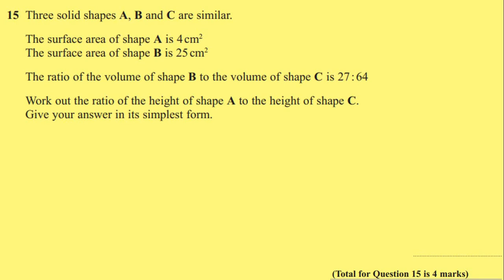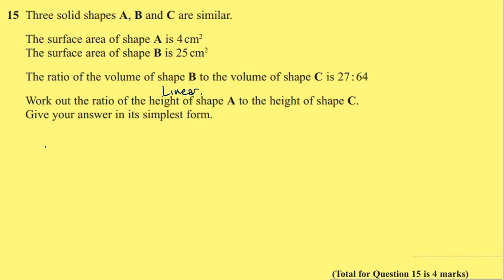3 solid shapes A, B and C are similar. Now the surface area of A is 4 centimeters squared and the surface area of B is 25 centimeters squared. Looks a bit like we could use it for some sort of scale factor ratio, but we can't just yet. The ratio of the volume of shape B to volume of shape C is 27 to 64. Now that is useful. Work out the ratio of the height, now the height is a linear dimension, of shape A to the height of shape C, which is obviously also linear.